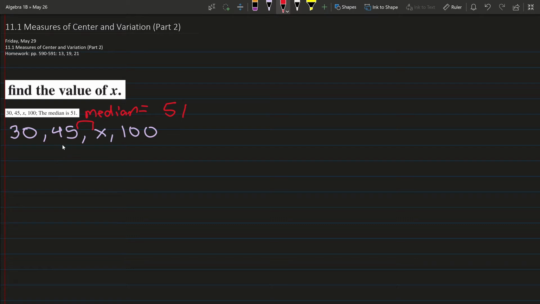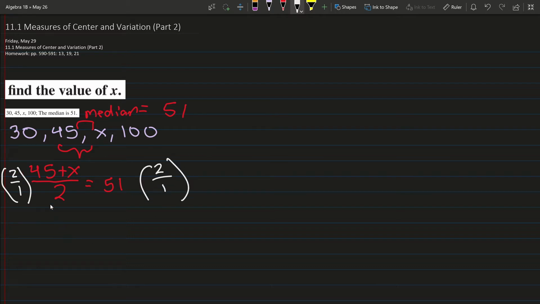So if we take these two numbers and add them up, 45 plus x, divided by 2, that's how we find our median. What should our median be equal to? 51. So let's plug that in right here. Now we need to get rid of this 2, so we multiply the whole thing by 2 over 1. Remember, this 2 does not distribute to 45 and x. It cancels out this 2.